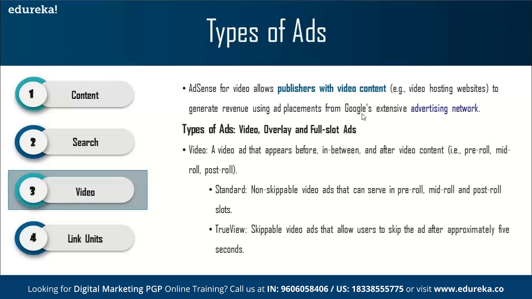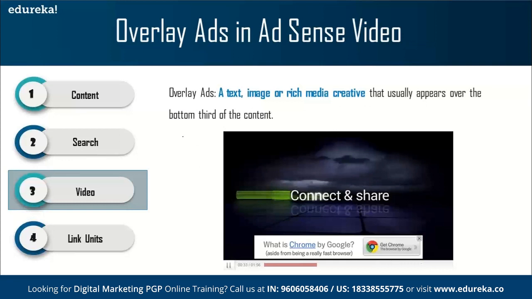Here we can see the standard non-skippable videos, and they will come in the formats pre-roll, mid-roll, and post-roll. And then there are TrueView videos which can be skipped after 5 seconds. These kinds of videos can be shown alongside our existing video content. Second is overlay ads. An overlay ad is a text, image, or rich media creative that usually appears over the bottom third of the content. Can you see the image? It is pretty clear. I'm sure you get these ads on a daily basis.